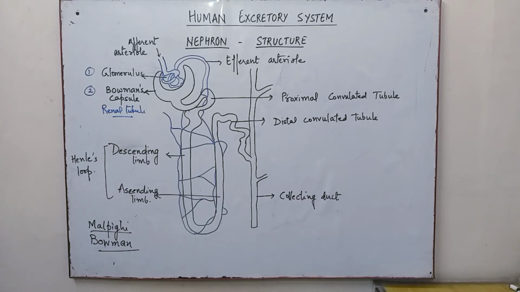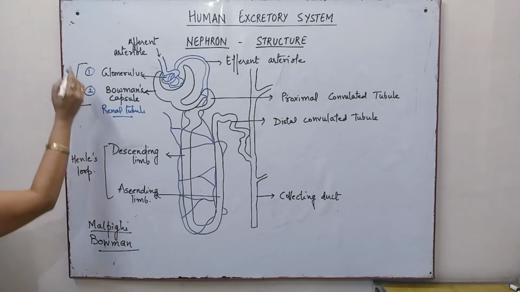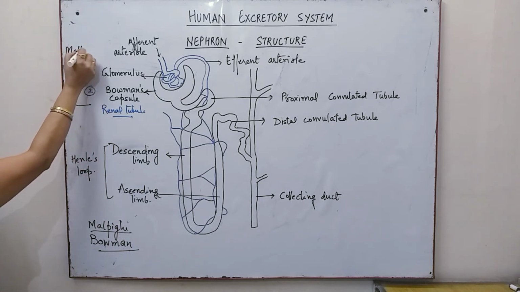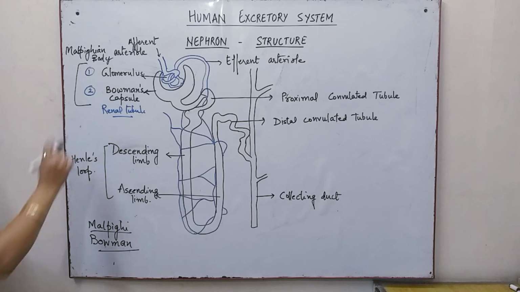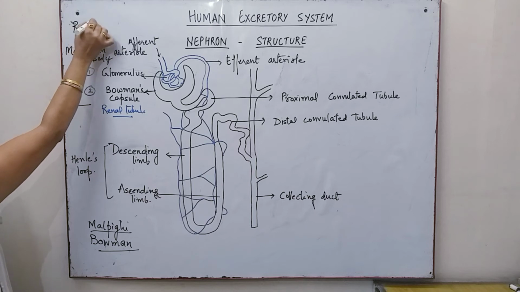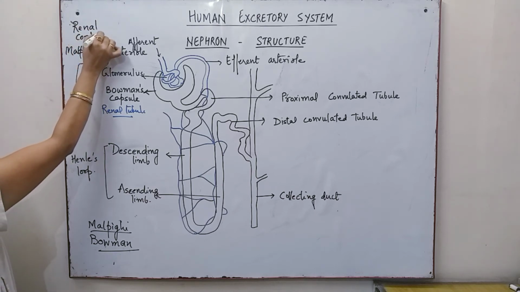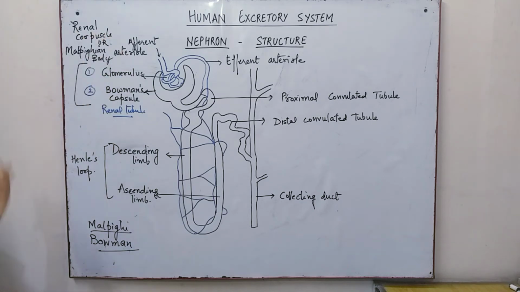Glomerulus along with the Bowman's capsule forms a body which is known as the Malpighian body, or another term for it is renal corpuscle. There are two terms to it, Malpighian body or renal corpuscle. So these form part of the nephron. Now the blood filters out through the capillary loops.